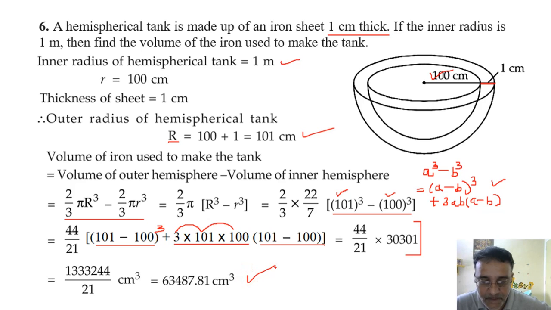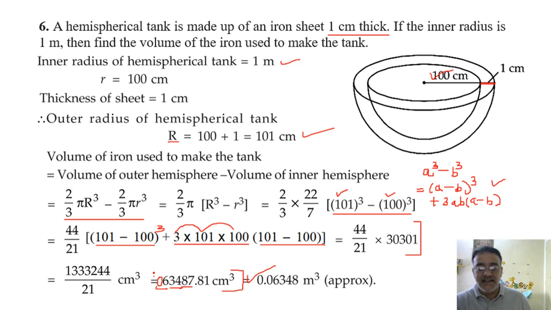centimeter cube. Okay, if you want to convert into meter cube, because the answer is given in meter cube, we have to divide it by 10 lakh. So look carefully, the decimal will shift six places, there are only five digits here so a 0 is added. So here the point comes. So the final answer is 0.6348 approximately meter cube. Any doubt?